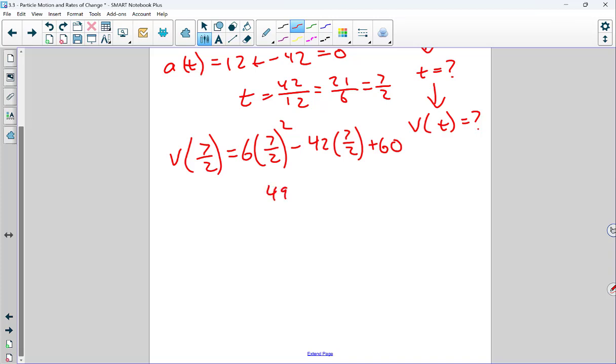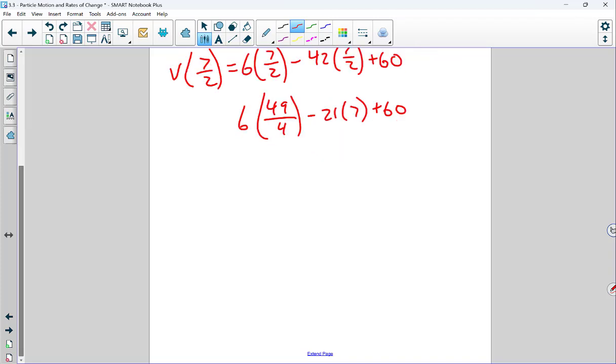So I'm going to have 49 over 4 times 6 minus, I'm going to go ahead and divide by 2, and I get 21 times 7 plus 60. Of course, if I have a calculator, I'm just going to type this in, but let's pretend I don't have a calculator. I'm going to do this strategically. I know I can reduce a little bit further here, divide that by 2 and divide this by 2. I get 3.